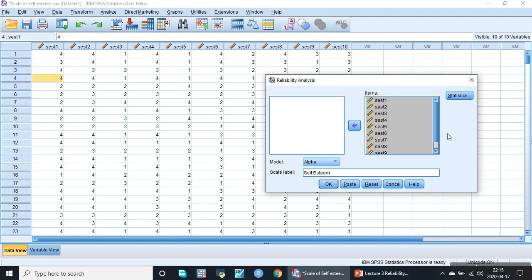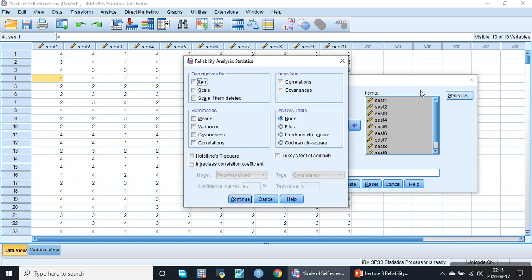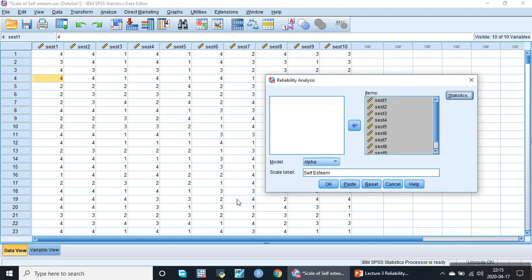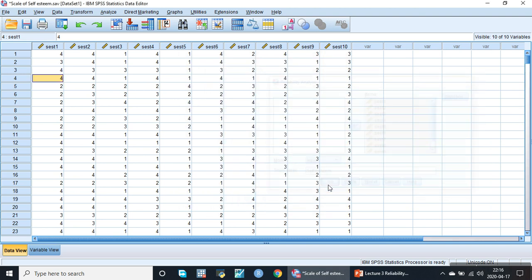Self-esteem. Then we will click on statistics. In statistics, there are 4 boxes. First box is descriptive score. In the descriptive score box, we will click the item, scale if item deleted. In the inter-item box, we will check the correlation. In the summary box, we will click on the correlation and then we will click on continue. And at the end, we will click on OK.